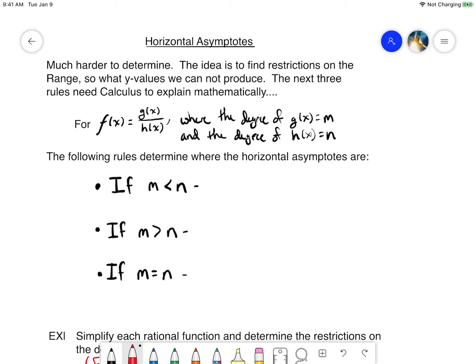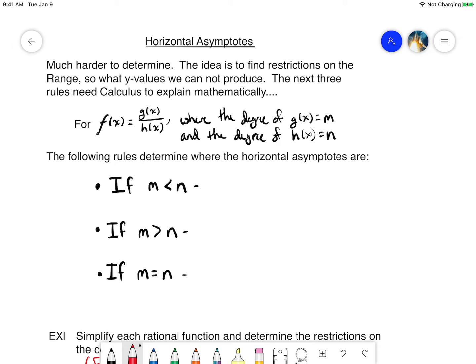The idea is that we're trying to find the restrictions on the range. When we did discontinuity, we found restrictions on the domain, like what values x can't be, which leads to a hole or a vertical asymptote at x equals something. With horizontal asymptotes, we're trying to find what values of y don't work. What are the things that we can't possibly get out of this function?